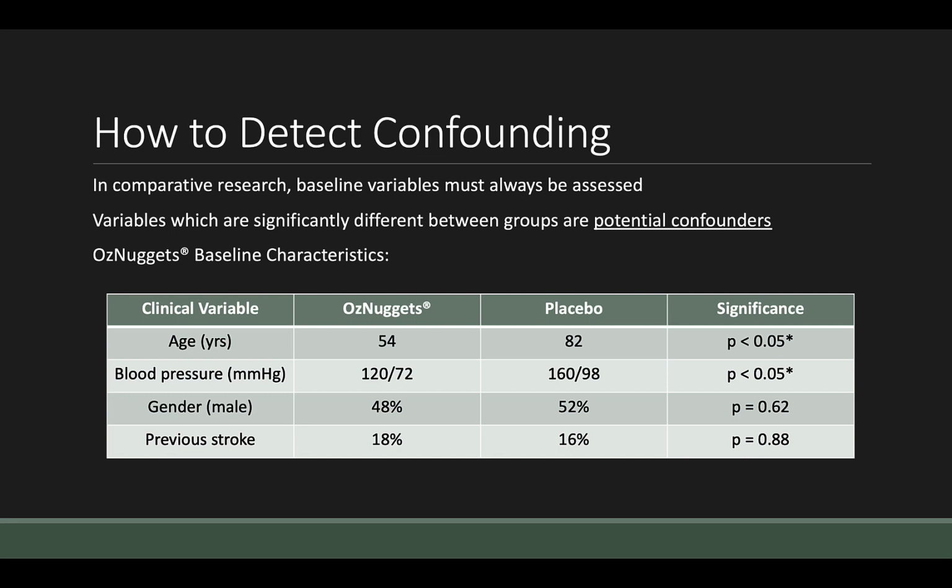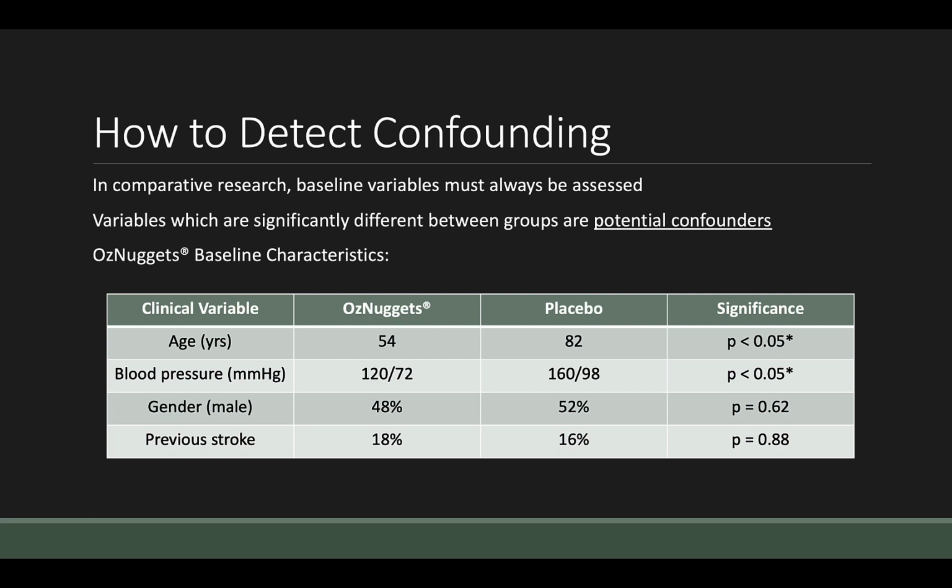We know that confounding variables are third variables associated with both the outcome and exposures in our research, but how do we find them? In comparative research where you have at least two groups, we must always look at the baseline variables between the two groups, and we need to look at variables that could be associated with the outcome and could cause us to mistakenly jump to a conclusion which doesn't really exist.